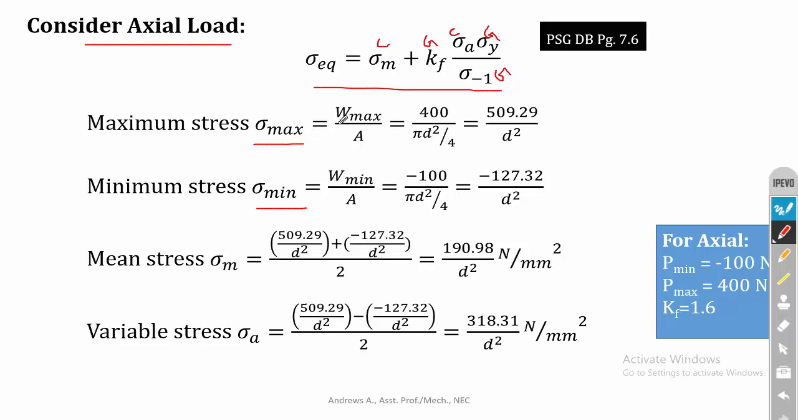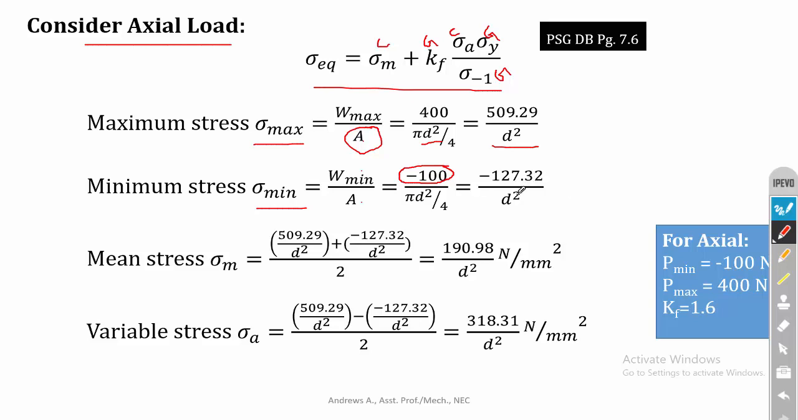In the case of maximum stress, it is W max divided by A. In the case of minimum, it is W minimum divided by A. So substitute the value of W max, it is 400 Newton, and the shaft is of circular cross section, so the area is pi by 4 d square. So you will get 509.29 divided by d square. In the case of minimum stress, substitute the minimum load, that is minus 100 Newton. So you will get minus 127.32 divided by d square.